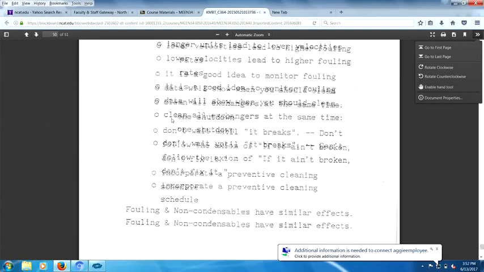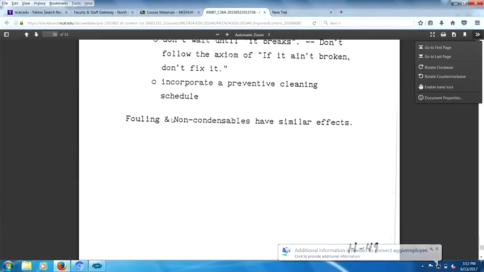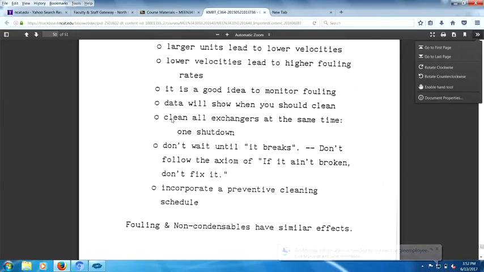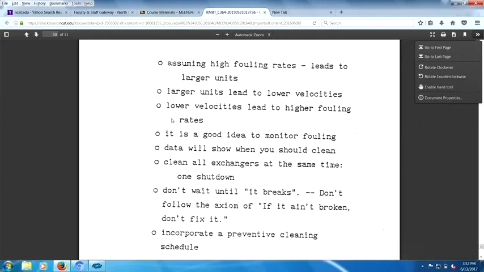Anyway, then we mentioned something about non-condensables. There's no answer up there. If it ain't broken, don't fix it. That's very good. Very good. Very important.